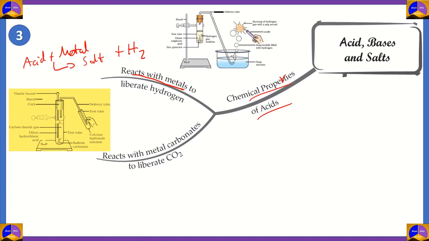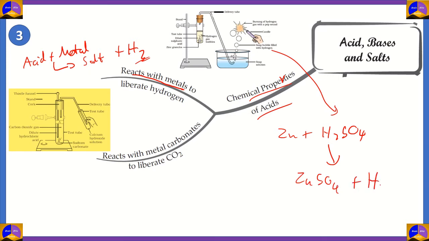For example, if you put zinc granules in sulfuric acid, and then place a candle on top where the gas is passing through, you can see that the gas gives a pop sound when it burns, and then the candle gets extinguished. This is basically the liberation of hydrogen. The reaction for zinc is Zn plus H2SO4 giving ZnSO4 plus H2.